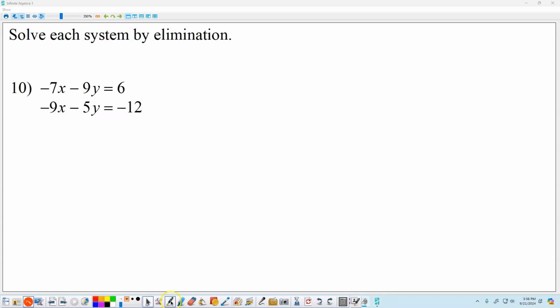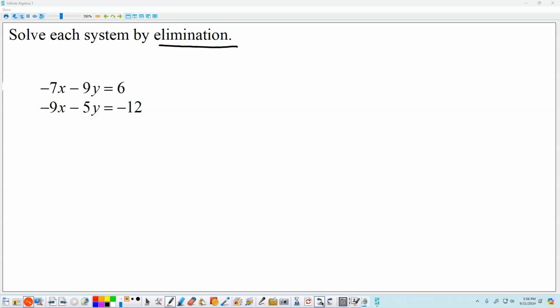Let's go ahead and take a look at number 10 here. On number 10, we're being asked to solve another system of equations, but this time we're going to be using the method known as elimination. So with elimination, the first thing that you're going to do is you're going to pick a variable that you would like to eliminate. I'm going to choose to eliminate the x variables.